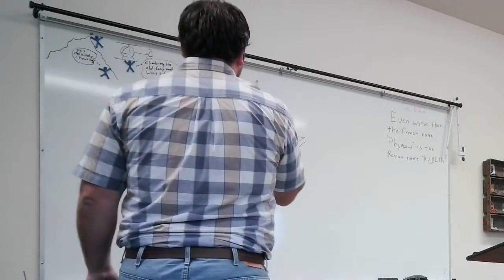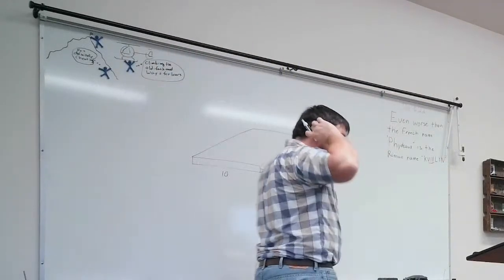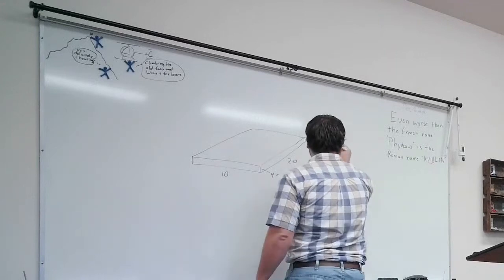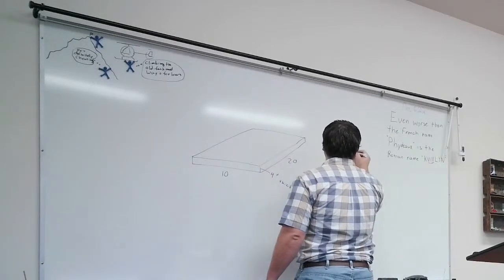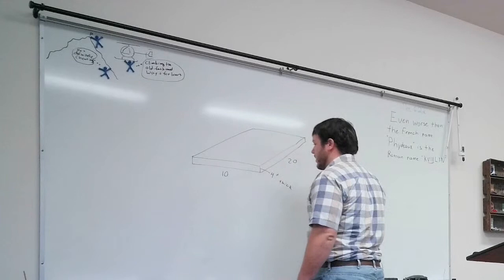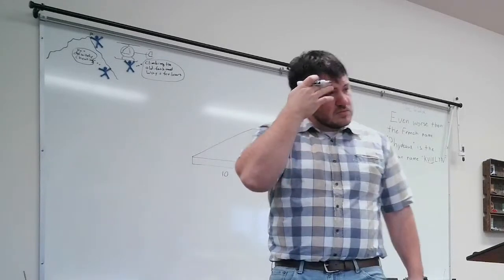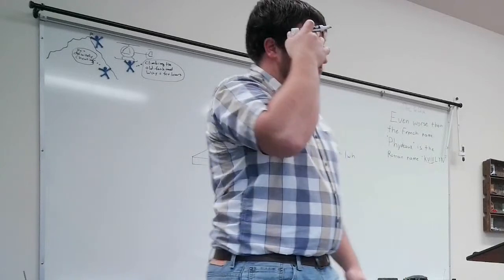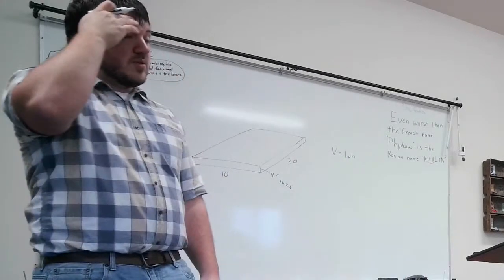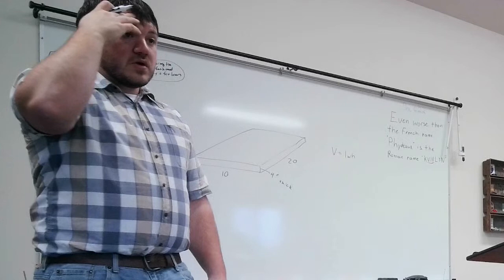V equals LWH, you're correct. Length times width times height. Here's the problem: if you go length times width and then multiply by 4, we're going to run into trouble. So we've got to use different math.